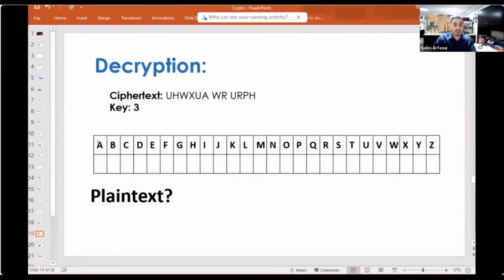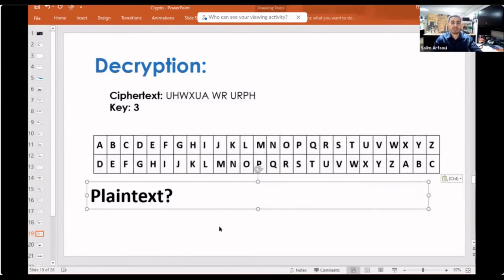Let's generate the alphabet. So ABC, that's a shift of 3. It's not always 3, by the way, so don't think that it's always 3. Now I generated my cipher. Oh, I copied an empty one. Okay, so now this is my cipher alphabet.